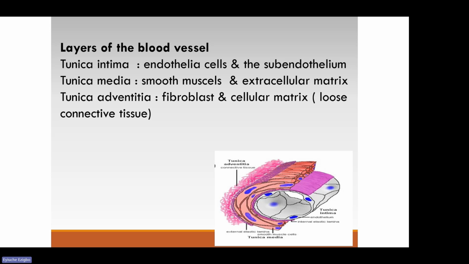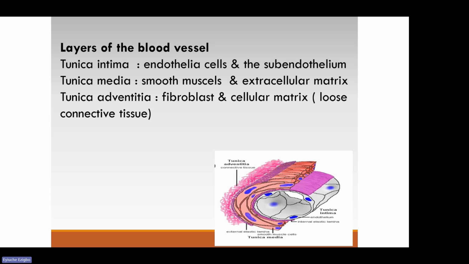When you look at the blood vessel through which the blood in our system flows, it is made up of 3 layers: the tunica intima, the tunica media, and then the tunica adventitia. The intima consists of the endothelial cells and the subendothelium. The tunica media is made up of smooth muscles, the muscles that cause the contraction, and the extracellular matrix. In the tunica adventitia, we have the fibroblasts.